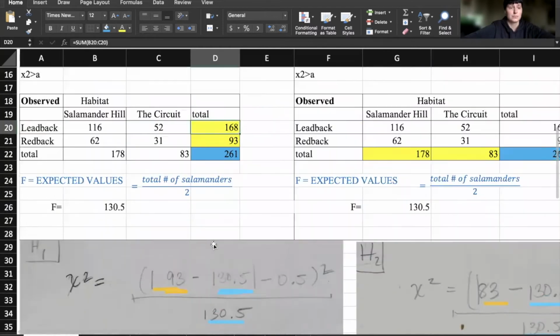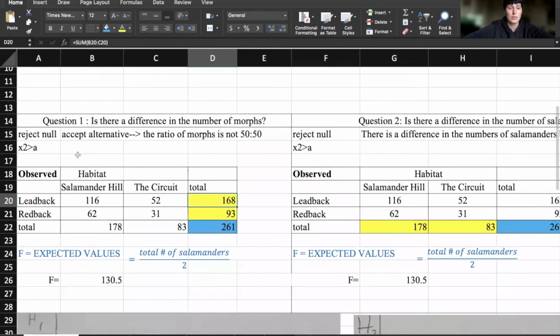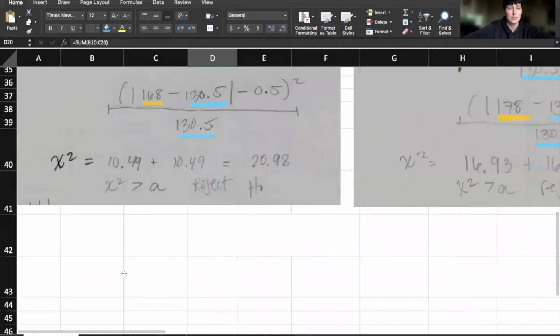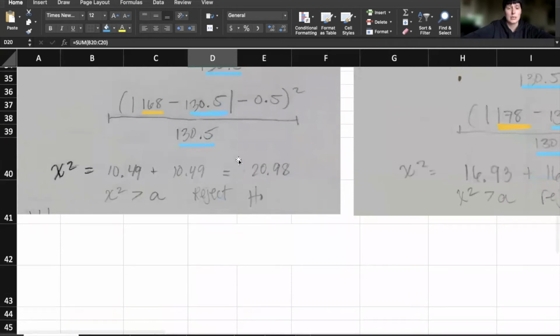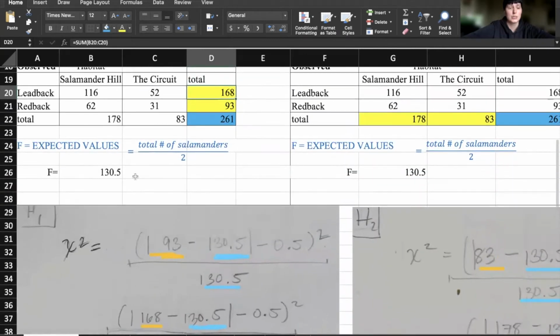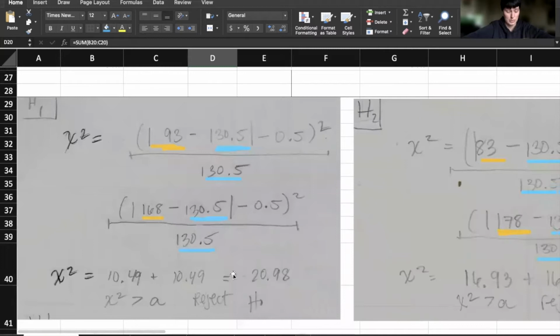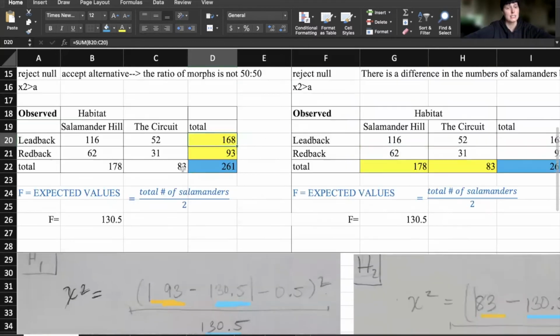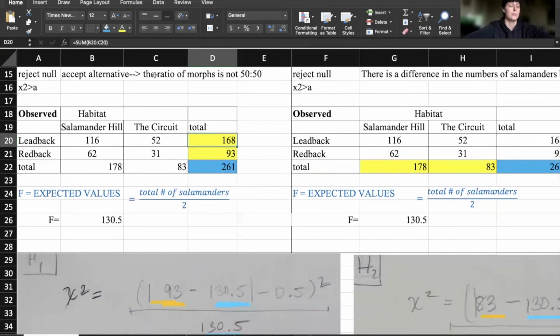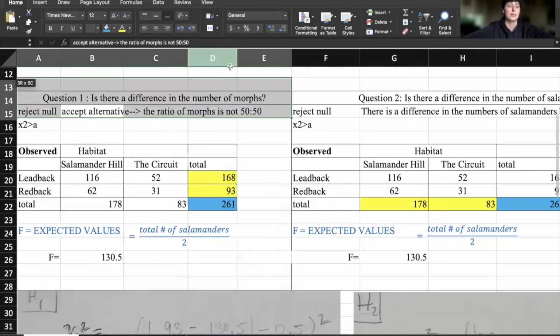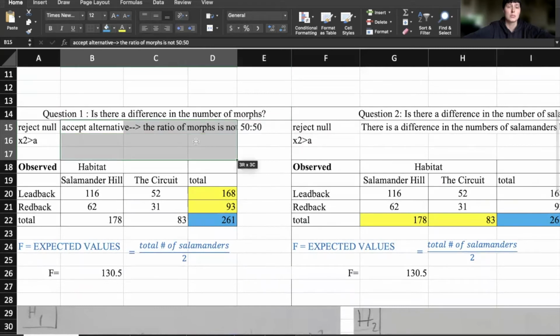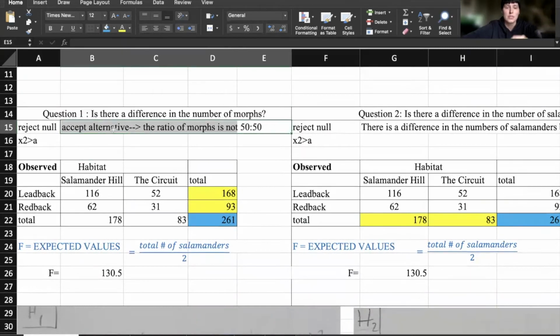So when we did this last semester, I got 20.98, which is greater than 3.841. Therefore, I rejected the null and accepted the alternative. The alternative was that the ratio of morphs is not 50-50. It means there is some difference.